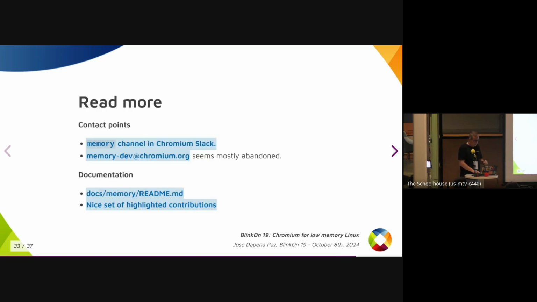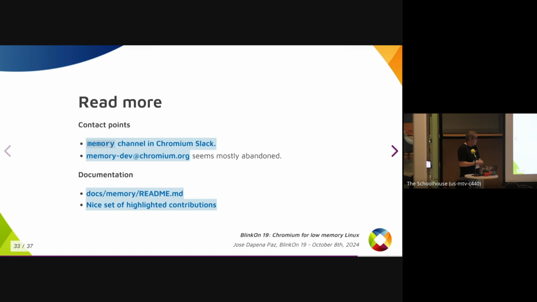So wrapping up, this is kind of a list of contact points, but they are not working very well because there's not much activity around them. So we have the memory channel in Chromium Slack. There's not much activity there. There's the Google Group Memory Dev. I think it hasn't seen a message in 2 years, so it's mostly abandoned.